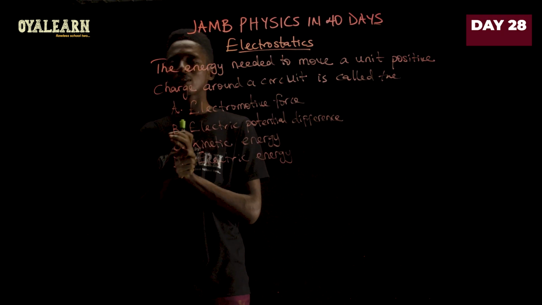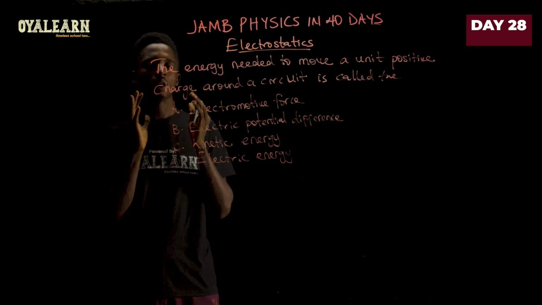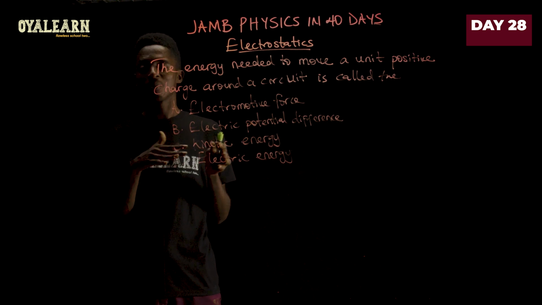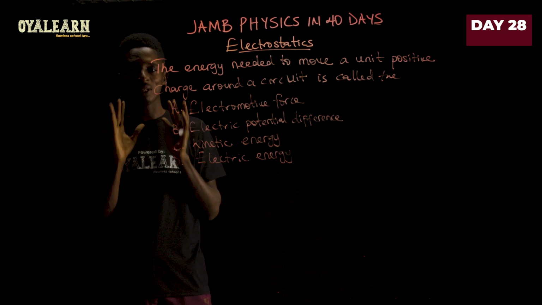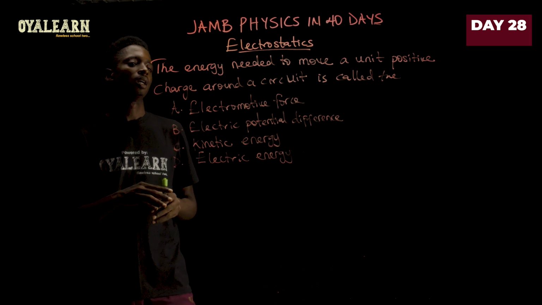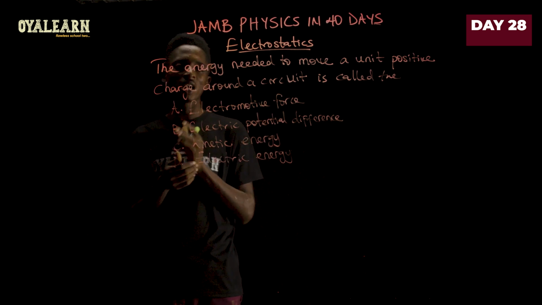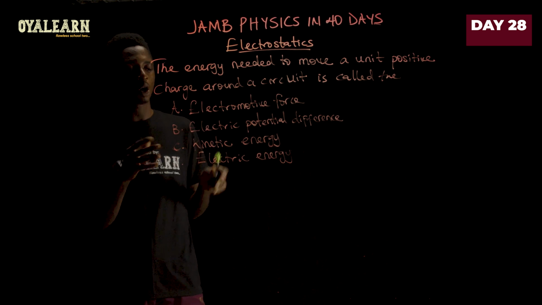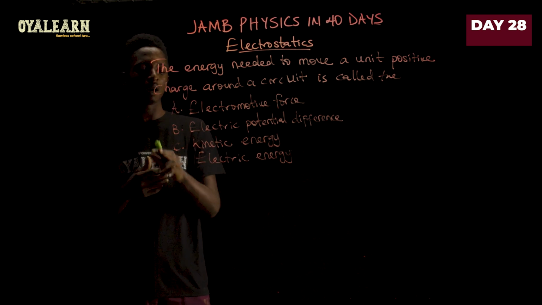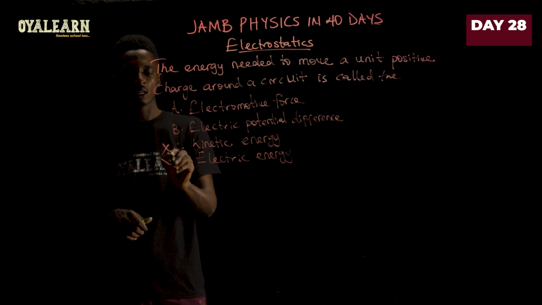This is a question that can sometimes be a little bit of a confusing one. So let's look at it and then simplify it so that whenever you see a question like this, you will know the correct answer without any doubt in your mind. Now the question says, the energy needed to move a unit positive charge around a circuit is called the... Now, when you look at the options provided, you easily rule out kinetic energy and electric energy. So these ones are completely wrong.